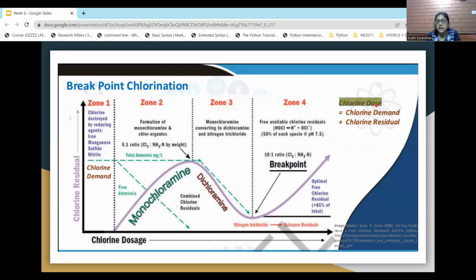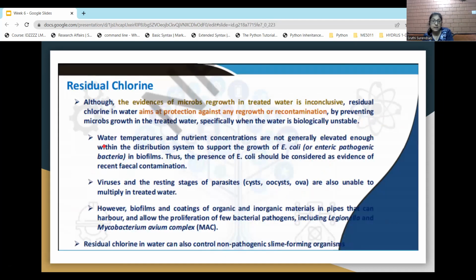So please be careful with this chlorine dose and the chlorine demand. Even I make the mistake sometimes. I get confused between the dose and demand. So chlorine dose is the requirement of chlorine to fulfill all these reactions that is occurring in water along with formation of residual chlorine. Chlorine demand is only the amount of chlorine that is required for all these reactions to happen. Chlorine dose, that is optimum dose for disinfection to occur, is the chlorine demand plus chlorine residual.